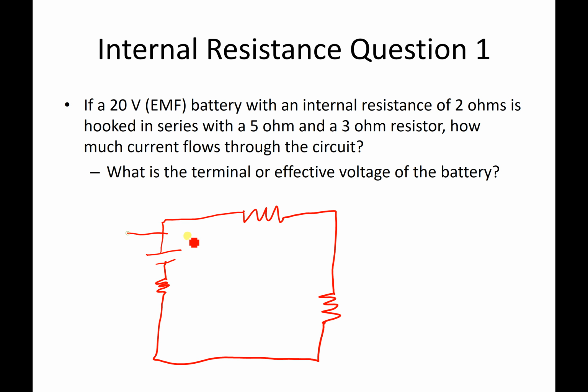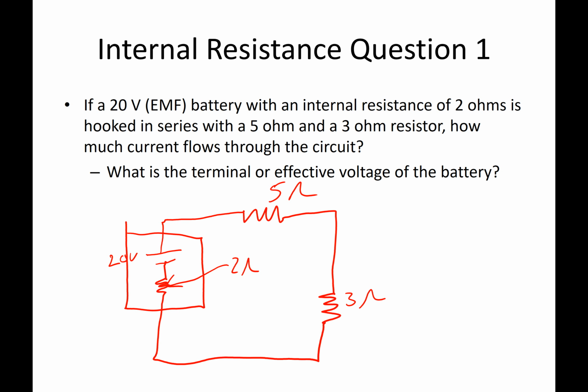So when there's internal resistance, oftentimes you'll see a box around the battery and a little resistor symbol. So we have a 20-volt EMF battery. This internal resistance right here is 2 ohms. One of these resistors is 5 ohms, and the other is 3 ohms. Well, this is a series circuit. To find the total resistance, you simply add up the resistance of each resistor, including the internal resistance.